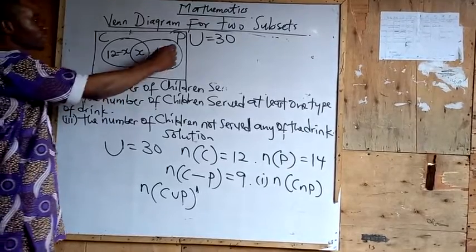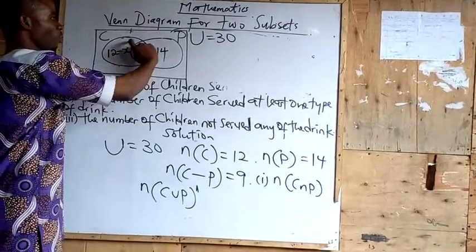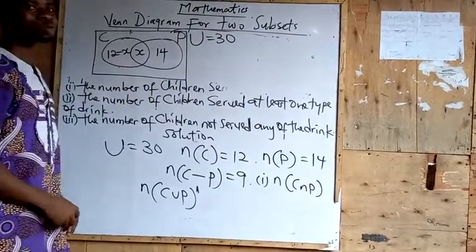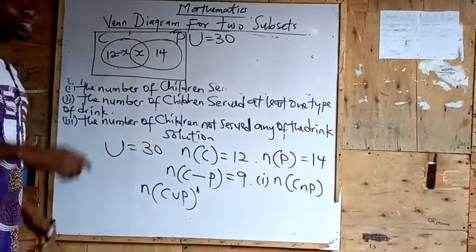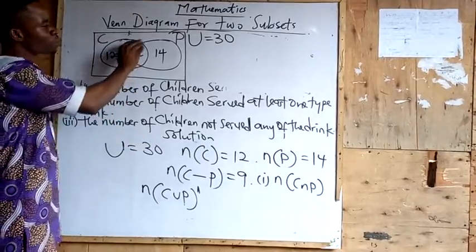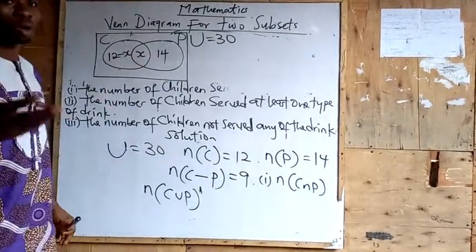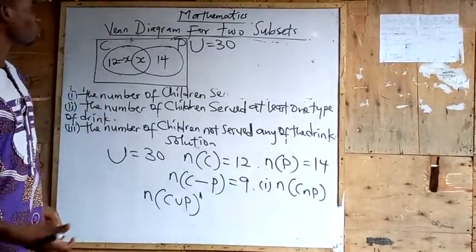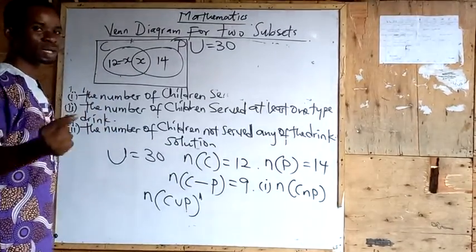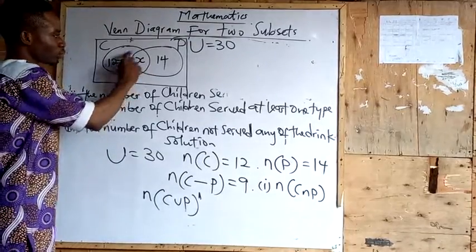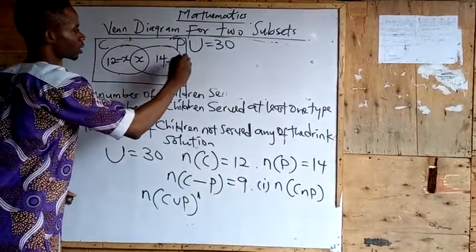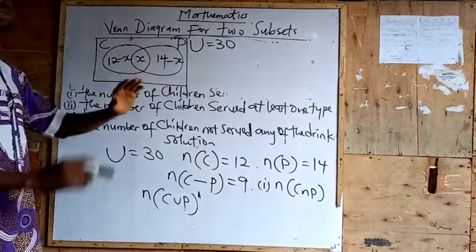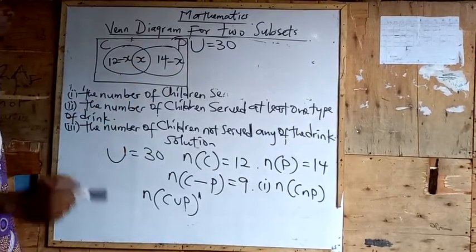Now, this is the number of Pepsi, that is 14. All of this circle is the number of Pepsi. For me to have Pepsi only, I have to remove the part of Pepsi that has entered Coca-Cola, which is this side, X. That shows that 14 minus X is Pepsi only.